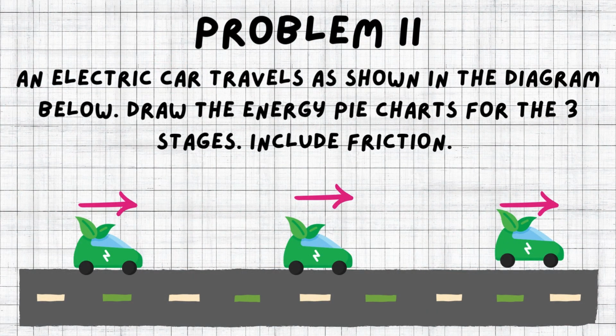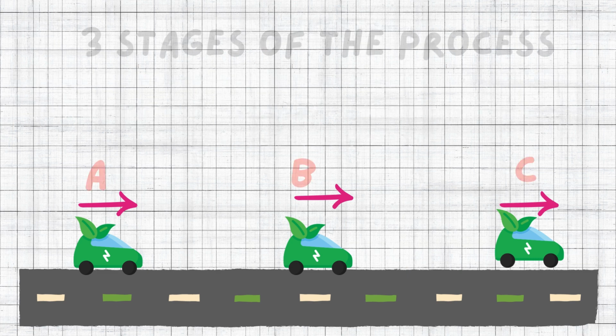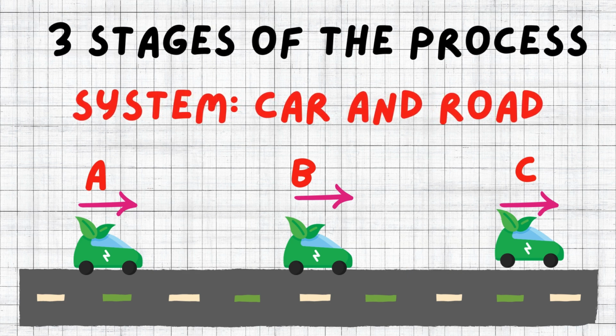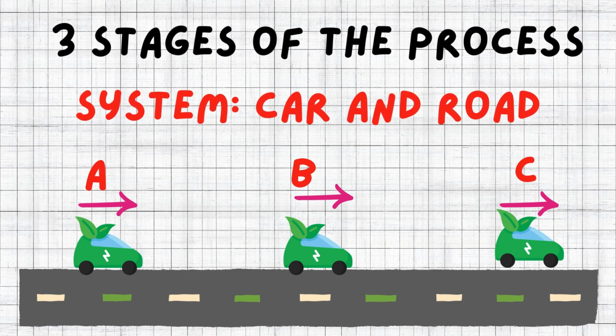Now let's go to problem 2. An electric car travels as shown in the diagram below. Draw the energy pie charts for the 3 stages. Include friction. Here is a diagram showing the 3 stages of the process. Here, the system is the car and the road.